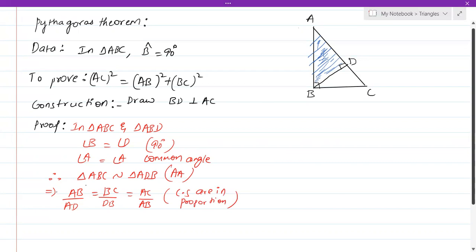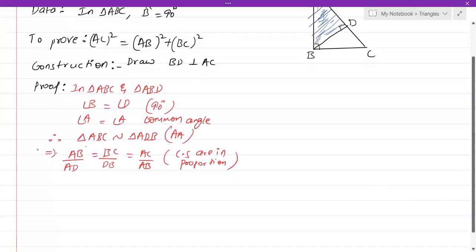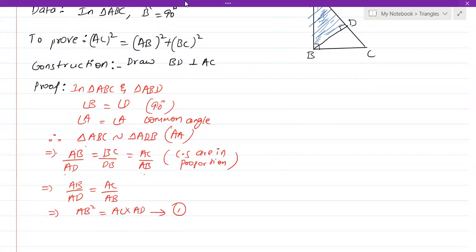Here what I'm going to do is select the first one and the last one, because if you observe, the numerator here and the denominator here are the same. Let's select the first and the last. AB by AD is equal to AC by AB, which implies, cross multiplying, we get AB square is equal to AC into AD. Let's take it as equation 1.